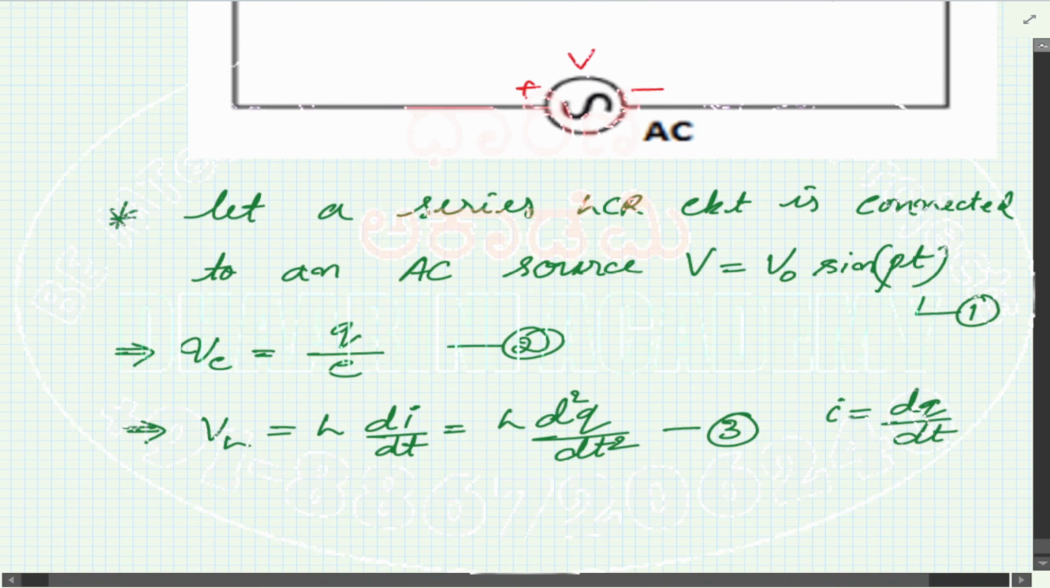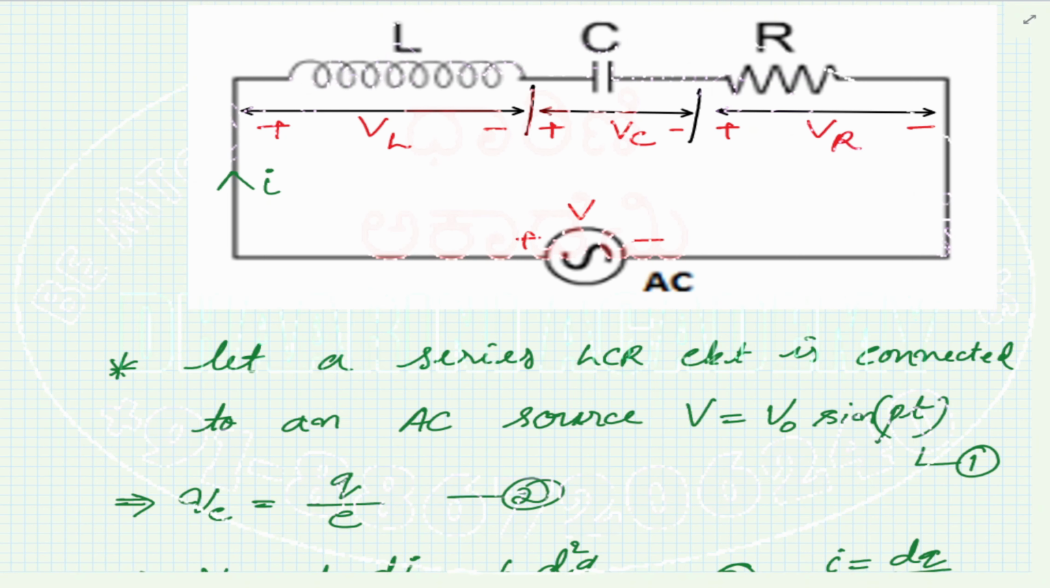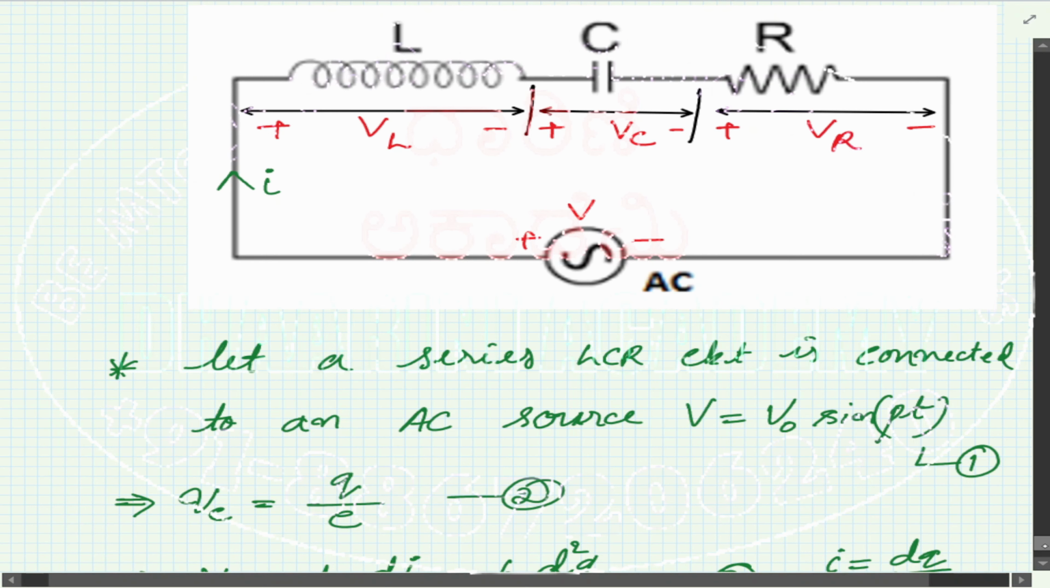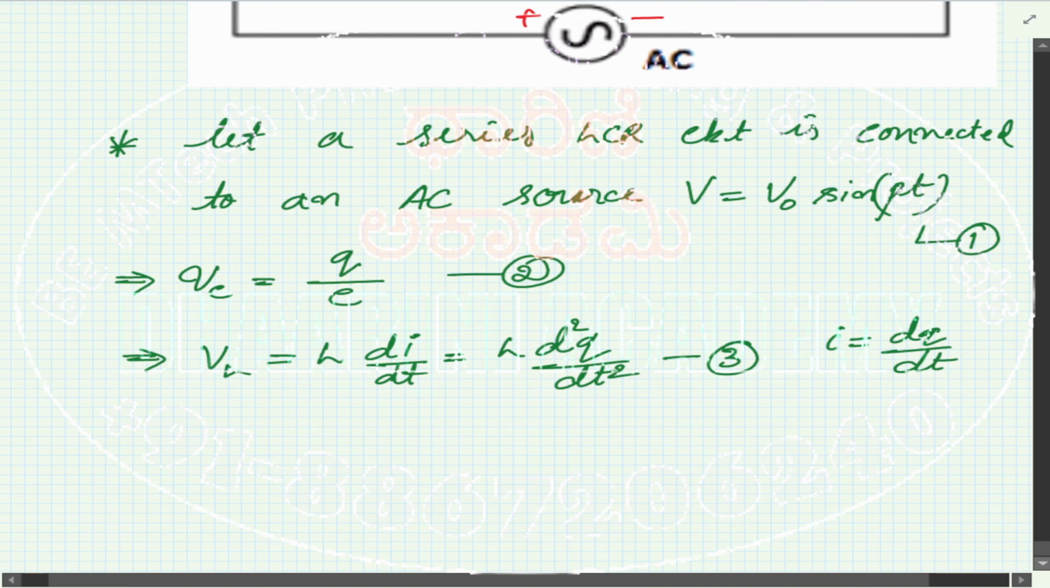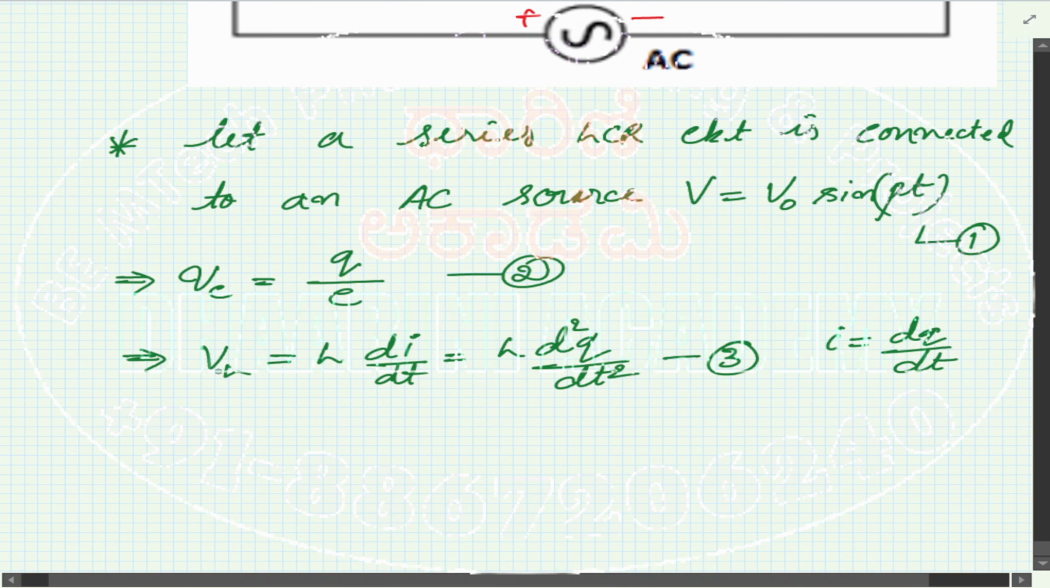Let me even mark a current here. This is the direction, and let's call that I. Current is flowing in this direction as of now. So VL is written, and also let's write VR, the voltage across the resistor, which is I into R. But what is I? I is dq by dt, correct? So this can be written as R into dq by dt. Call this 4.